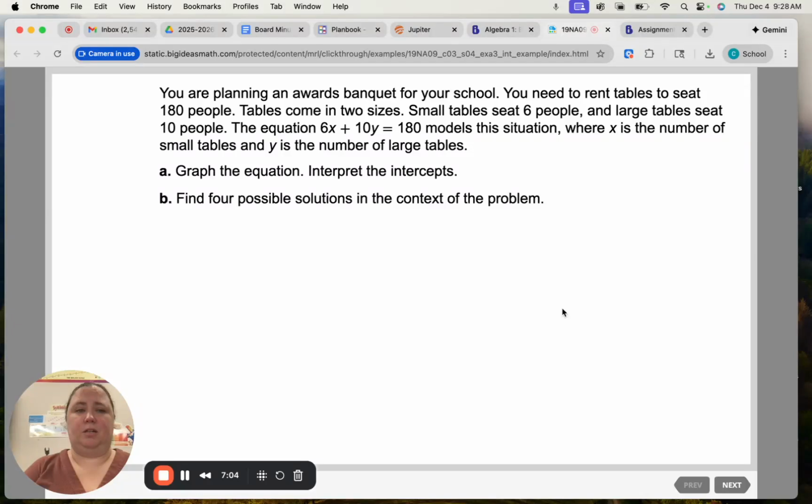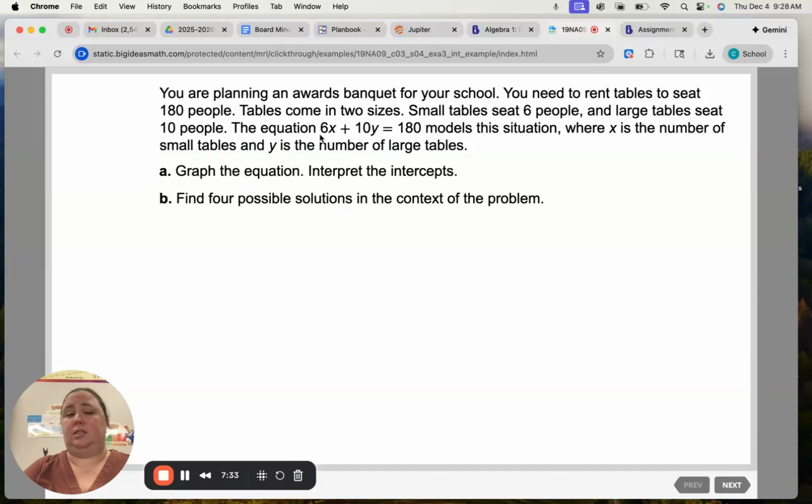All right, so now we're going to do example 3. You are planning an awards banquet for your school. You need to rent tables to seat 180 people. Tables come in 2 sizes. Small tables fit 6 people, large tables seat 10 people. The equation 6x plus 10y equals 180 models this situation. X is the number of small tables. Y is the number of large tables.